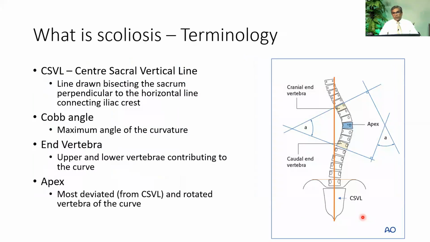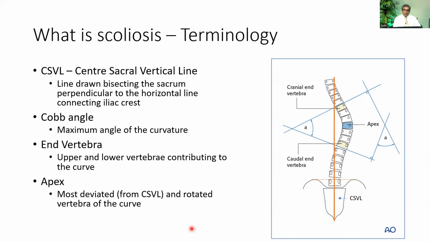Then to understand the curves and the patterns, we need to know a bit about common terminology that we use when you are talking about scoliosis. So first, what we get is what you call CSVL, or the center sacral vertical line. Now, just concentrate on this picture. So if you draw a line connecting the iliac crest horizontally and draw another line perpendicular to that, bisecting the sacrum like this, that is called the center sacral line. So that's basically the center or the alignment axis of the normal spine, right?